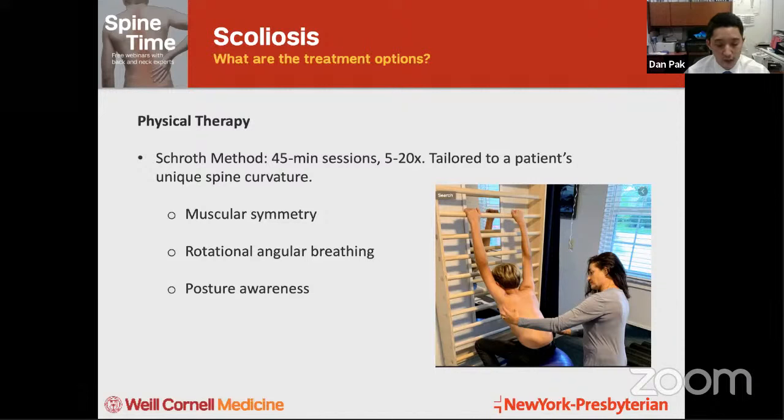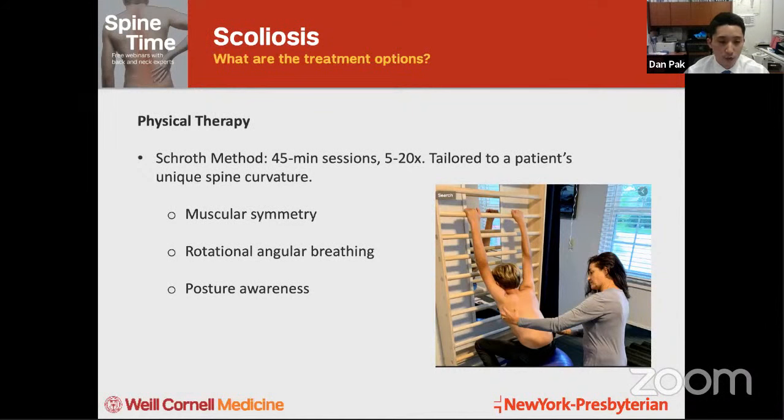In addition to this, a lot of patients with scoliosis, especially with more severe curvatures, will actually have restrictive lung issues, meaning they have difficulty breathing as a result of their curvature. And so the Schroth method also utilizes different breathing techniques because of these problems, and it helps patients improve their ventilation, respiratory function, and ultimately their posture. So this utilizes different modalities such as mirror therapy.